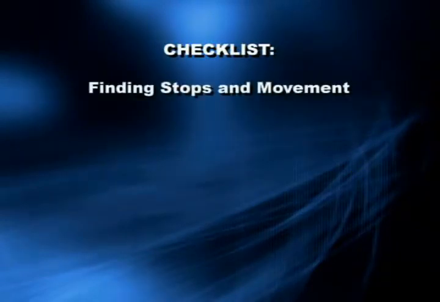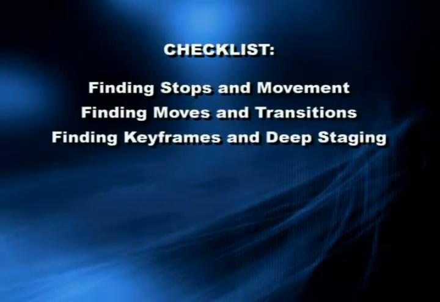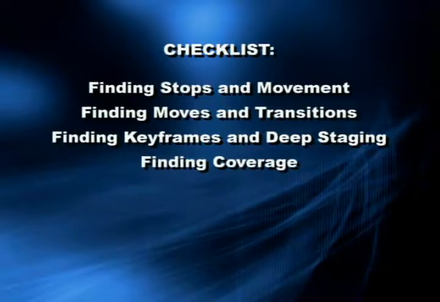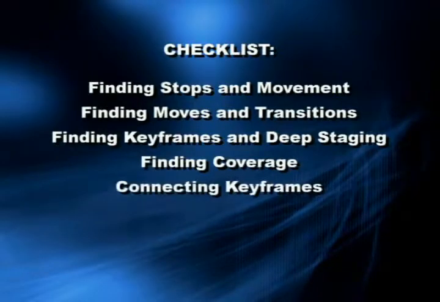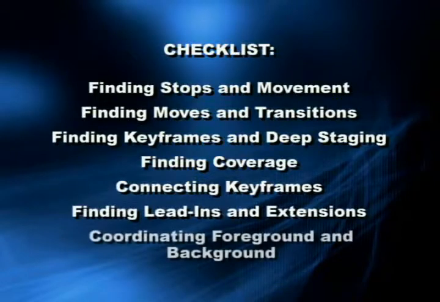In this chapter, we'll create a checklist, or a way to attack scenes, which produces great results for the vast majority of scenes. Let's start by listing the steps and then go over them in more detail, starting with finding stops and movement, finding moves and transitions, finding keyframes and deep staging, finding coverage, connecting keyframes, finding lead-ins and extensions, and coordinating foreground and background.